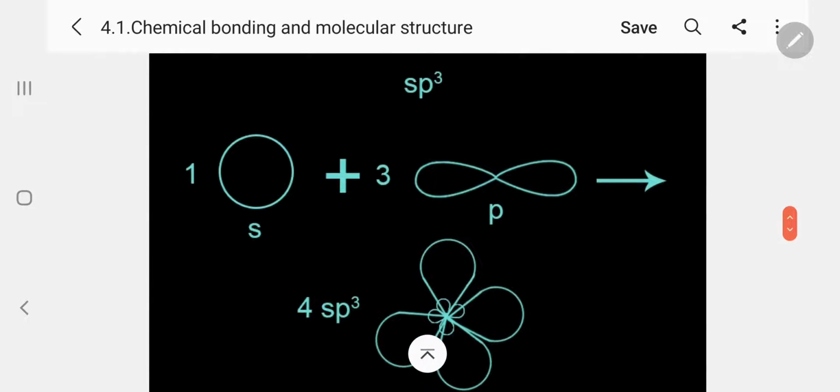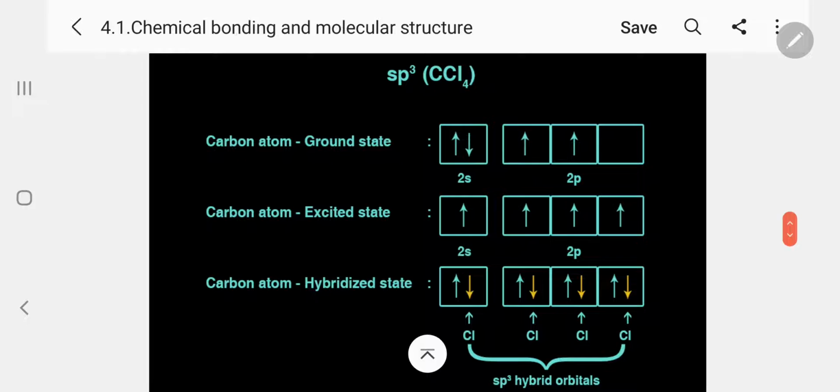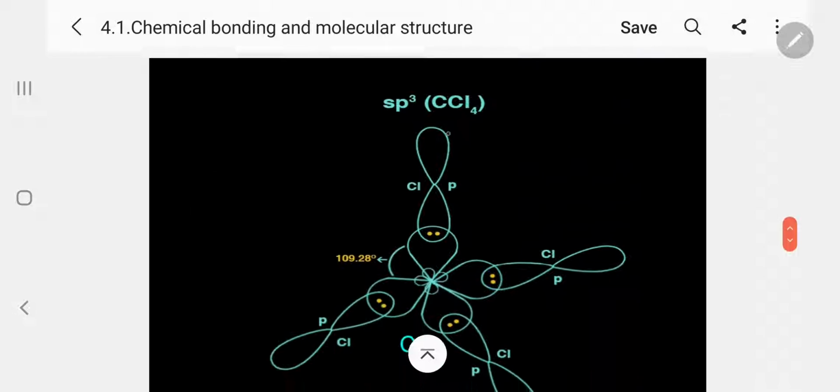Then going to sp3: one s plus three p, as usual 1 plus 3 is 4, four sp3 orbitals, and the shape is tetrahedral. The specific example is carbon tetrachloride. Carbon is 2s2, so one electron is excited to the next empty orbital. Now 4 electrons from four chlorine atoms come in and hybridize, forming 4 sp3 hybrid orbitals. See the shape now. This is the shape.